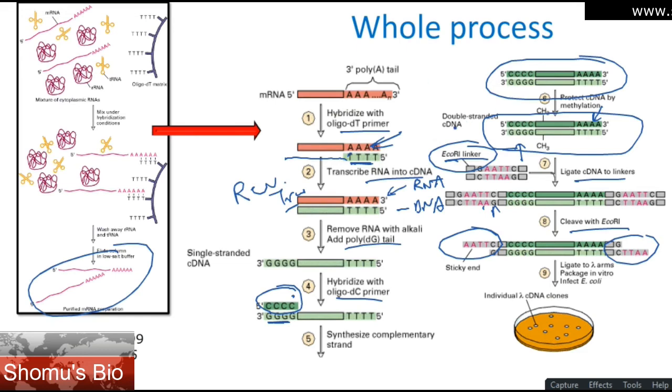And then the lambda phage will infect the host, and if it successfully delivers the gene of interest inside, then in the petri plate with the lawn of bacterial culture, you will see plaque forming units. From there we can identify, right? So this is the whole process of cDNA library cloning.